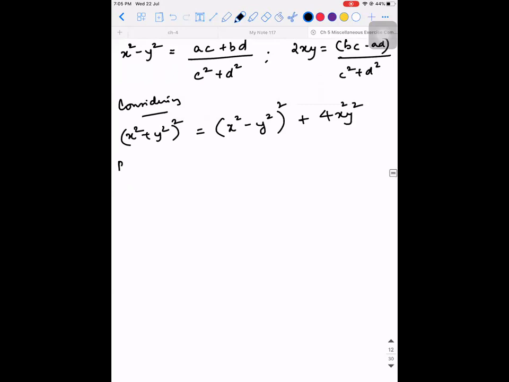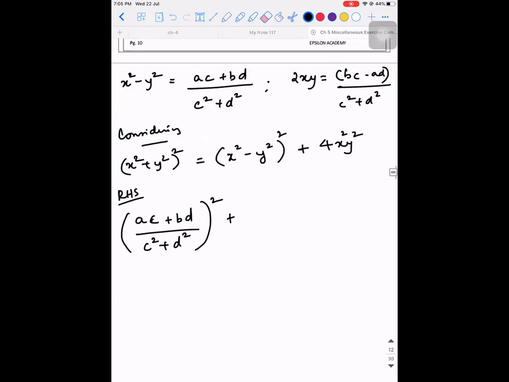Okay. So I'm taking the RHS, observe. x square minus y square, the whole square, is AC plus BD divided by C square plus D square, the whole square, plus 4x square y square. See, 2xy is this value, guys. Listen, 2xy is BC minus AD by C square plus D square. 4x square y square will be BC minus AD divided by C square plus D square, the whole square. Accepted? If there is any doubt, get it clarified.